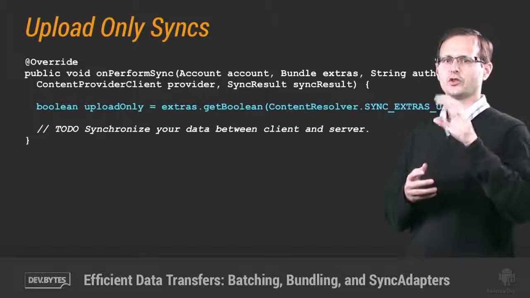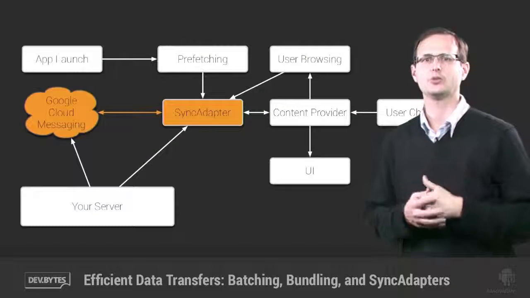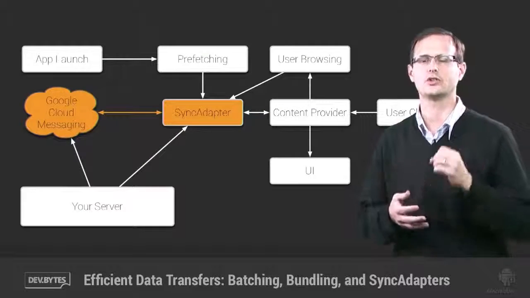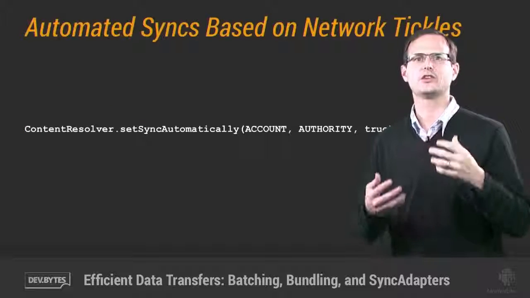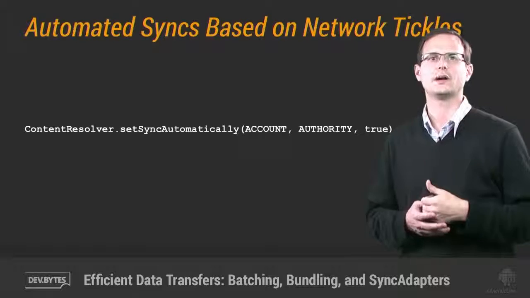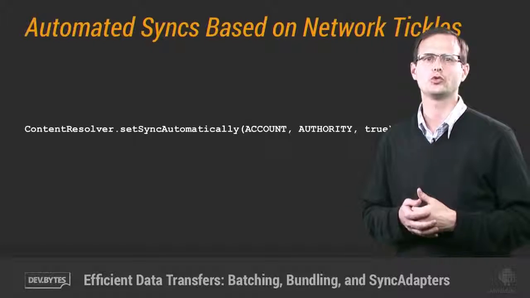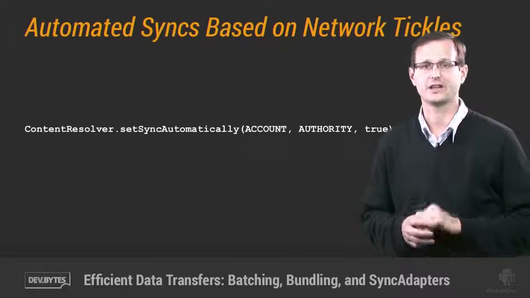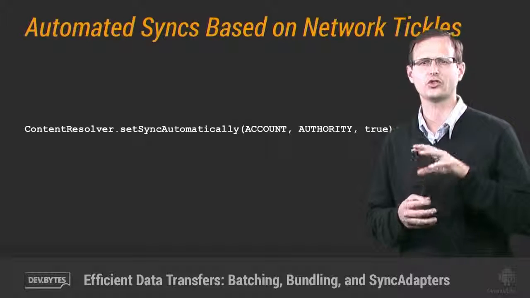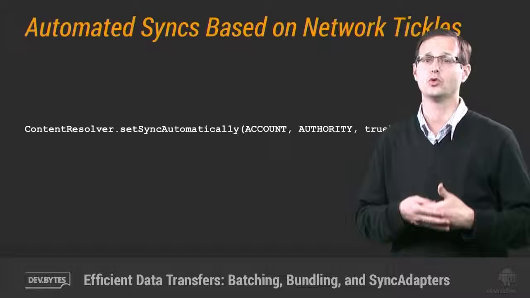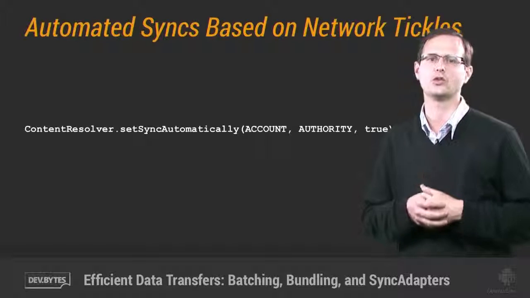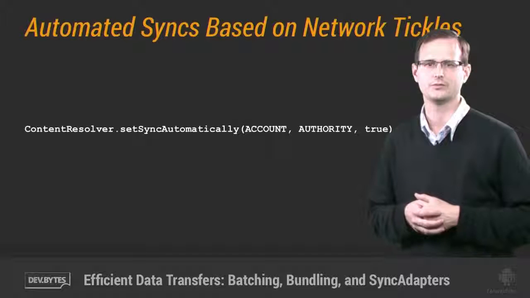You can also configure your sync adapter to sync whenever the platform opens a connection to keep the TCP/IP connection used for things like Google Cloud Messaging alive by setting it to sync automatically. Now, this approach ensures that your app is regularly updated without having to schedule your own client-side polling. Now, that said, the frequency of network tickles can lead to a large number of transfers, so this should only be enabled when your app is in the foreground. And even then, you may want to artificially lower the frequency of syncs within your onPerformSync method.